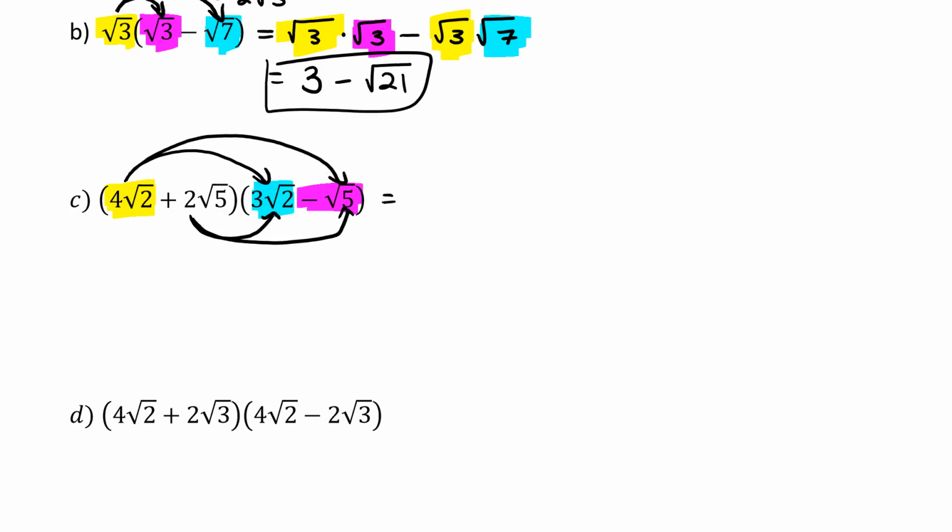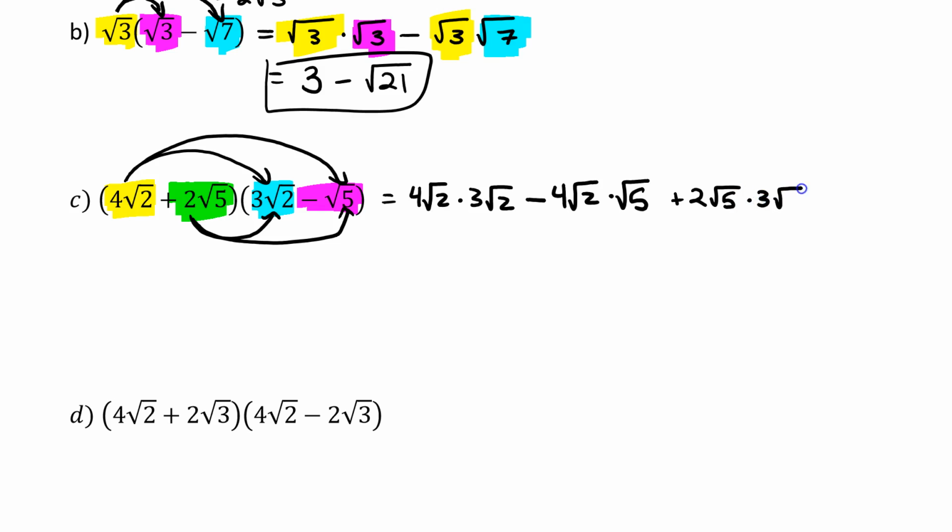And then I'm going to multiply this guy by the 2 terms in the second bracket. So here I go, and I'm going to color code in a little bit. So 4 root 2 times 3 root 2. So I've done this step. The next one is, I'm going to be subtracting, so minus 4 root 2 times root 5. Now I'm going to distribute this one, plus 2 root 5 times 3 root 2 minus 2 root 5 times root 5.